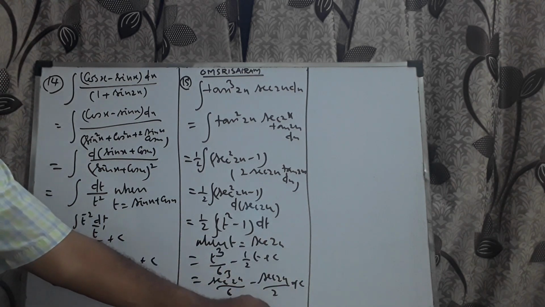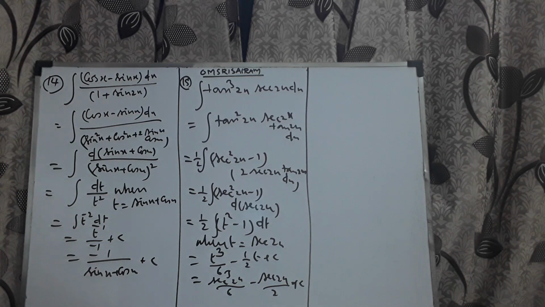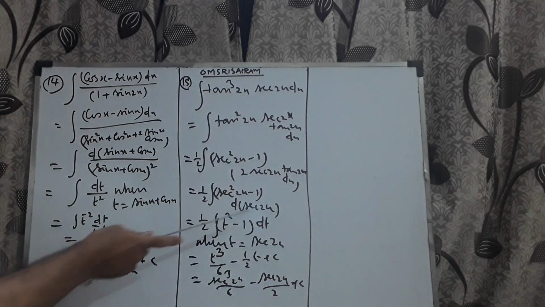I repeat the whole process. Integral of tan cube 2x into secant 2x dx is nothing but tan square 2x into secant 2x tan 2x dx. It can be written as integral of (secant square 2x minus 1), and the derivative of secant 2x is 2 secant 2x tan 2x dx. Multiply and divide by 2 anyway. Therefore this becomes half integral of (secant square 2x minus 1) d of secant 2x.